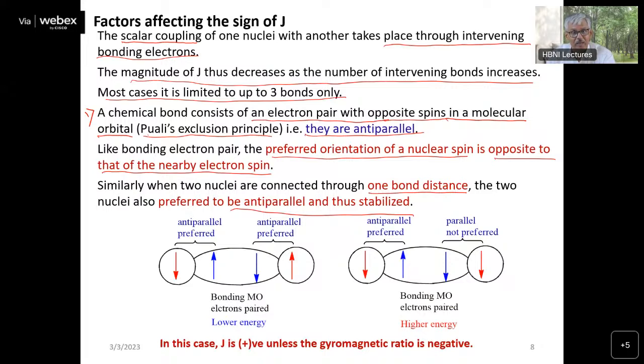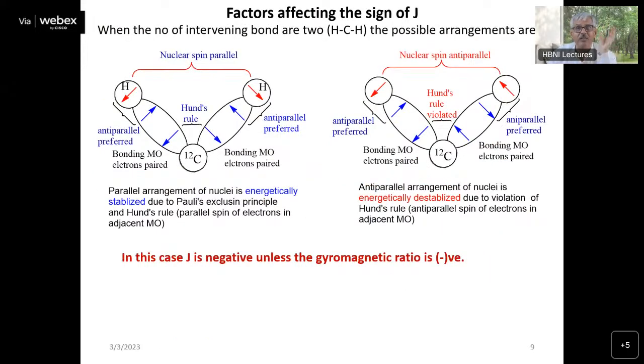Okay. So when the gyromagnetic ratio is positive, you will see J is positive. But if the gyromagnetic ratio is negative, you will see J will be negative, because the gyromagnetic ratio is also an important parameter in the calculation of the sign of the J value. We will see that. Now let us see when the two nuclei are separated by two bonds.